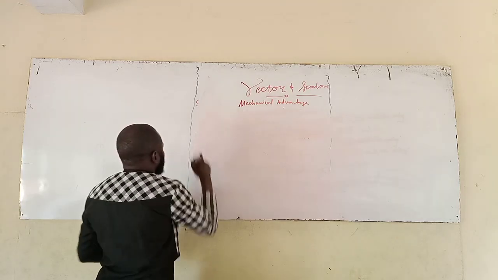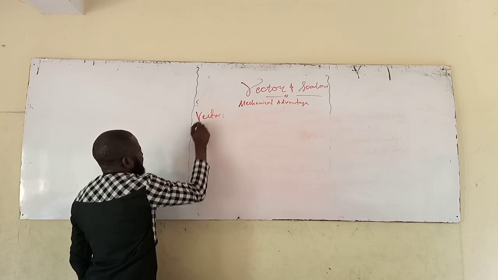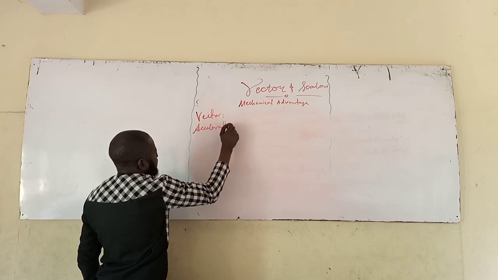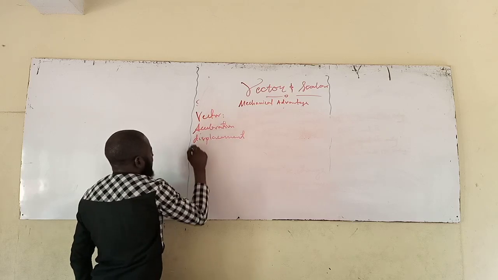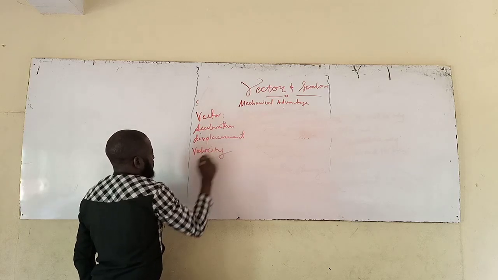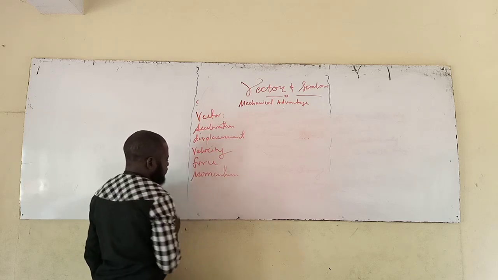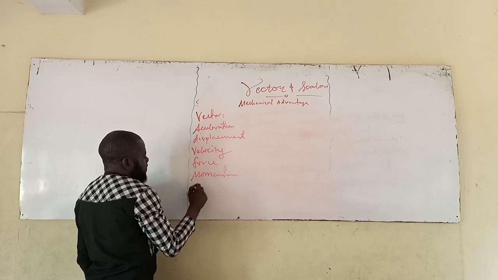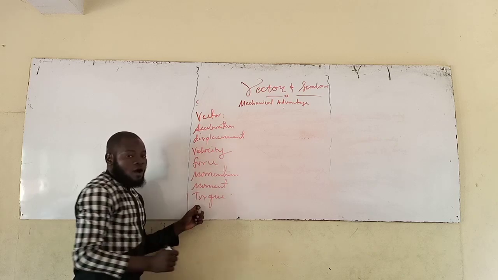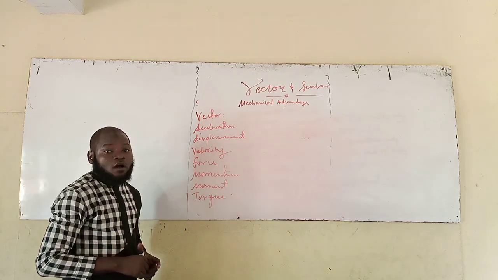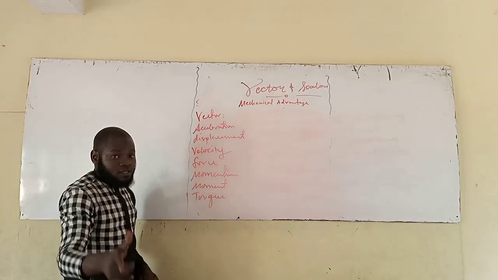So for vector quantities, examples for vector quantities, we have one, acceleration, displacement, velocity, force, momentum, moment, torque. This torque is also known as moment, but moment of a couple. Are you getting it now? So it's also a vector quantity.